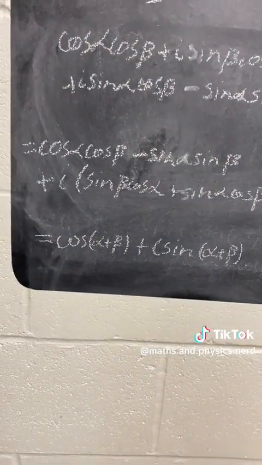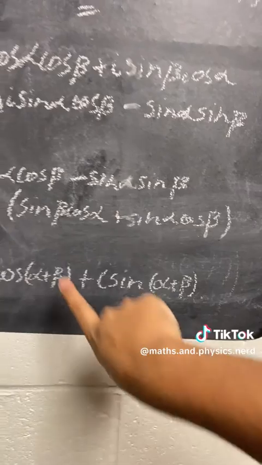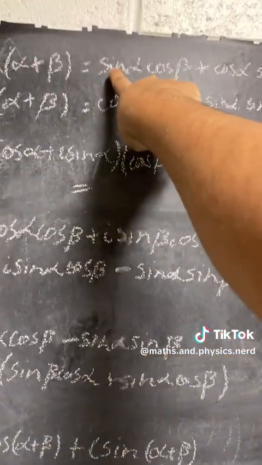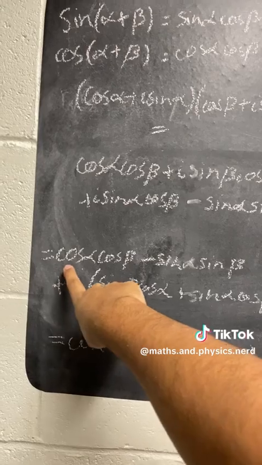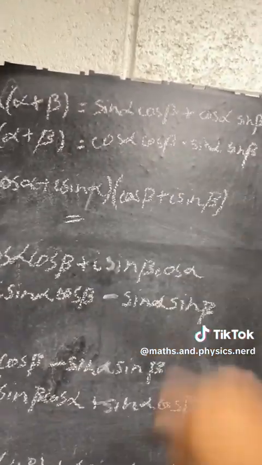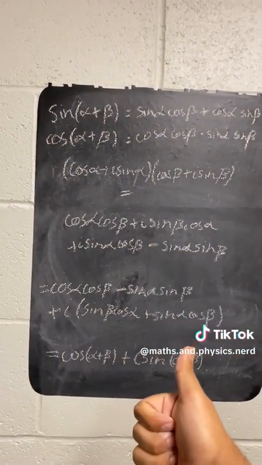But as you can see, if we then match this up, we get that sine of alpha plus beta is sine beta cos alpha plus sine alpha cos beta, which is what we have up here. And we get that cos of alpha plus beta is cos alpha cos beta minus sine alpha sine beta, which is what we have up here. And that, ladies and gentlemen, is a third successful way of deriving these angle formulas.